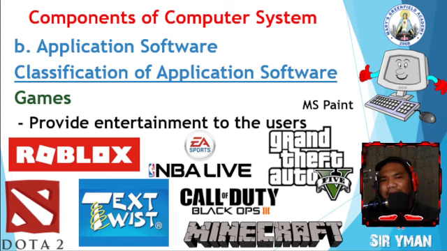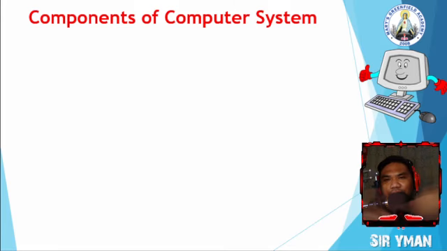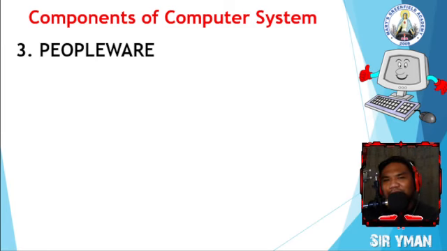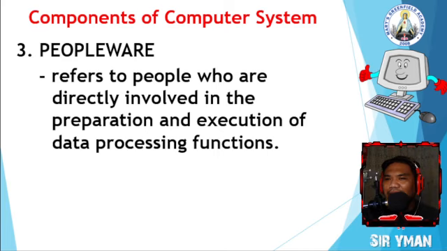Right, so punta ngayon tayo sa last component of computer system. Okay, last component na tayo. So kanina hardware, software, ano yung third? Peopleware. Okay, peopleware. So this refers to the individual persons who are directly involved in the preparation and execution of data processing function. So sino yon? Tayo yon, okay? Anyone who uses the computer, ang tawag dyan ay peopleware.